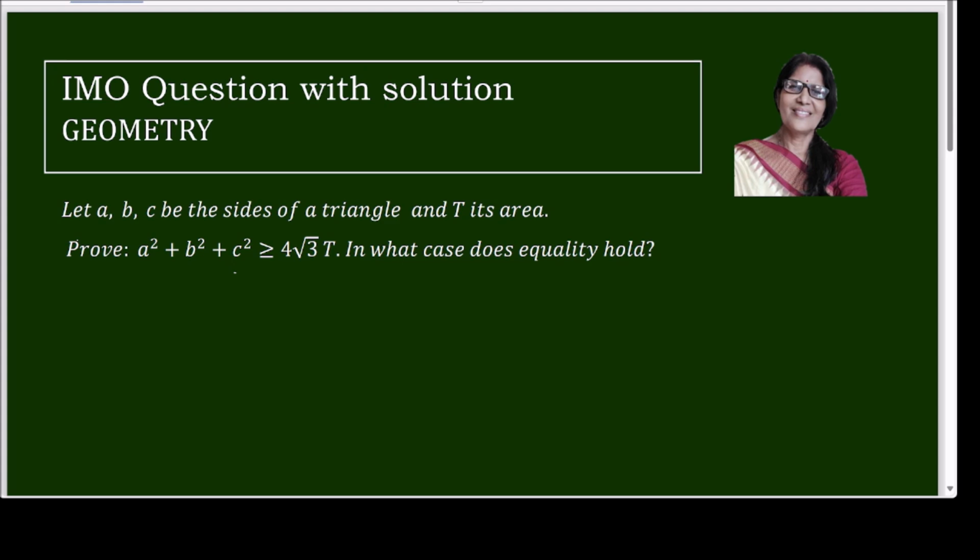Today on the screen you may observe a question based on the International Math Olympiad. The question is based on geometry, that is, let A, B, C be the sides of a triangle and T is the area. Prove that A square plus B square plus C square is greater than or equal to 4 square root 3 times T, that is, the area. In what case does equality hold?